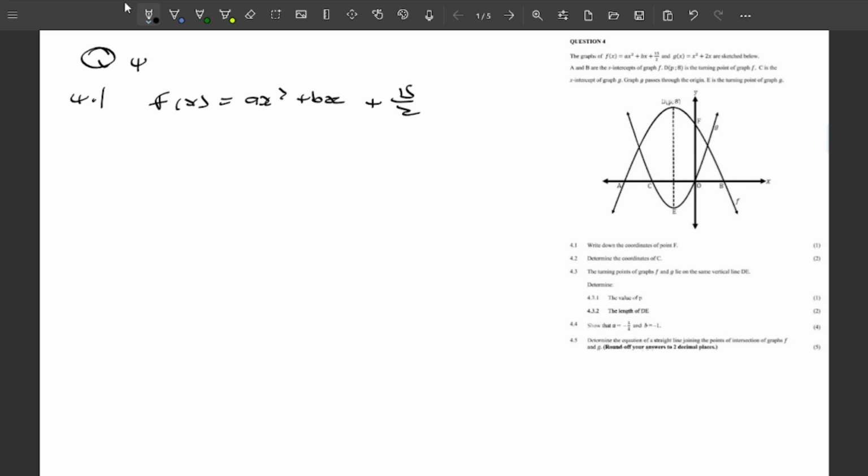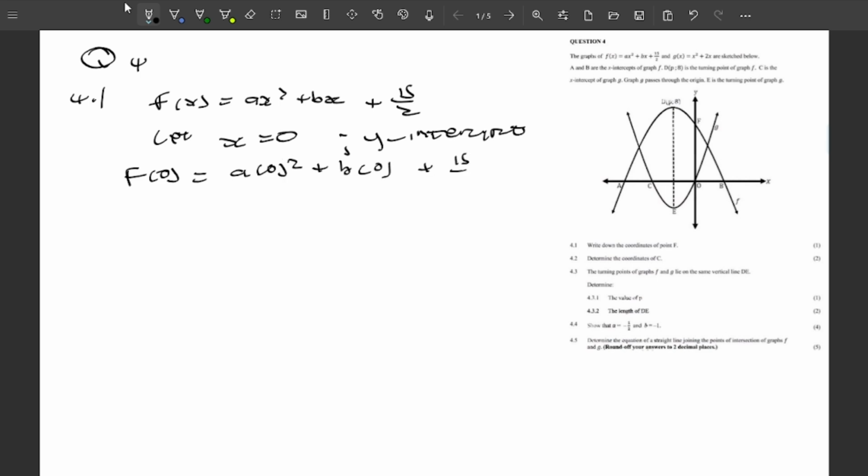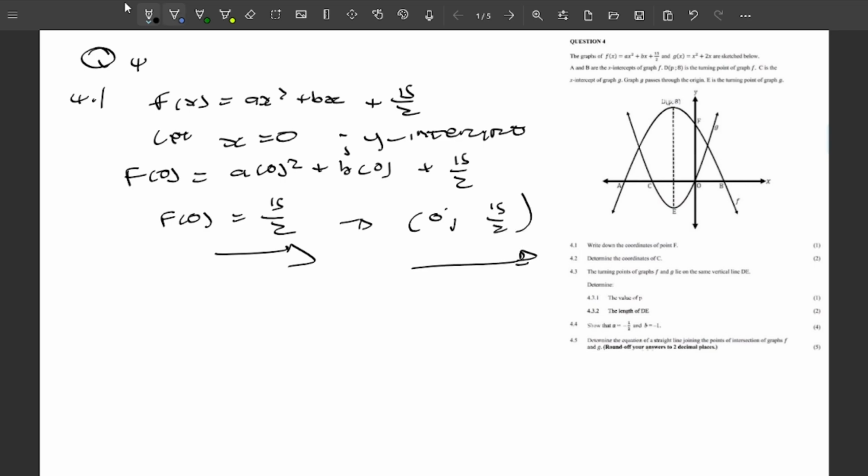So we know that if we're looking for the y-intercept, the only thing we have to do is let x equal 0 to make our life easier. From there, we say f of 0 equals a times 0 squared plus b times 0 plus 15 over 2. This means the value of f is 15 over 2, but they want the coordinates. So you're going to say F is (0; 15 over 2), which is the first answer for 4.1.